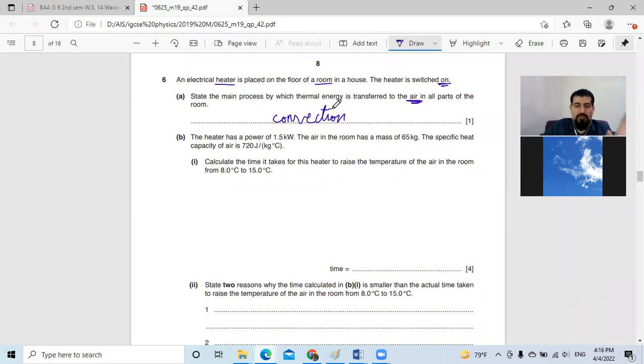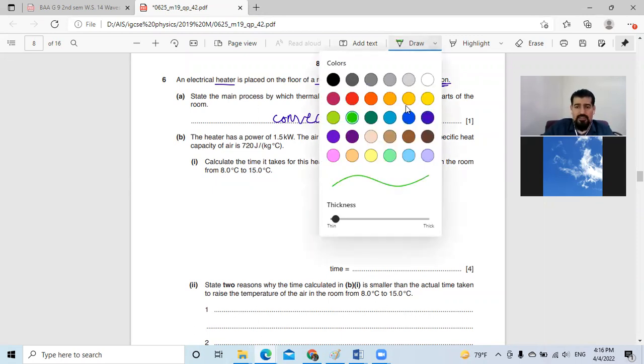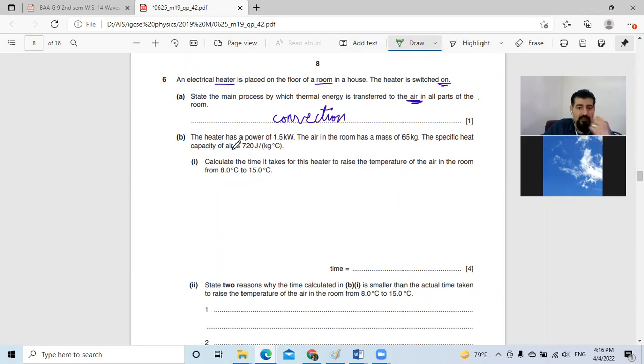Convectional current is correct, because this is the process of how the heat is transferred. Then what they ask here: the heater has a power of 1.5 kilowatt. Now, when we say kilo, that means 1,000, so it's 1,500 watts. And the air inside the room has a mass of 65 kilograms. The specific heat capacity of the air, C, is 720 joule per kilogram degree Celsius.